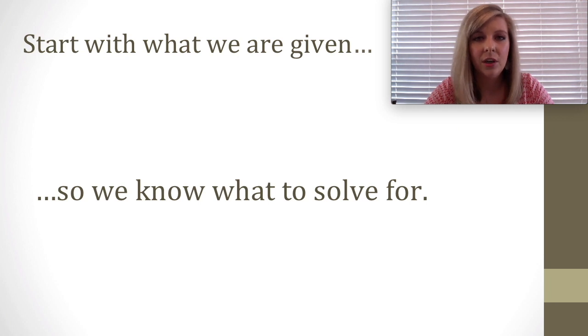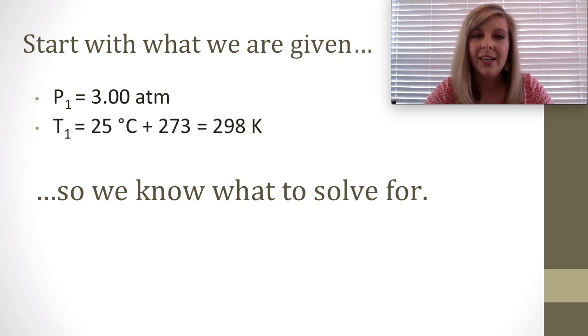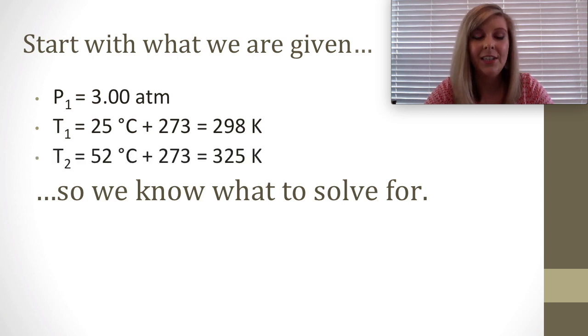So let's always start with what we're given. We're breaking this word problem apart. We were given P1 as 3.00 atmospheres, T1 as 25 degrees Celsius, but remember we have to convert to Kelvin. So, therefore, T1 is 298 Kelvin. T2, we were also given in degrees Celsius. We have to convert to Kelvin, therefore 325 Kelvin. So we know what we're solving for because we only have one variable left. We are solving for P2.